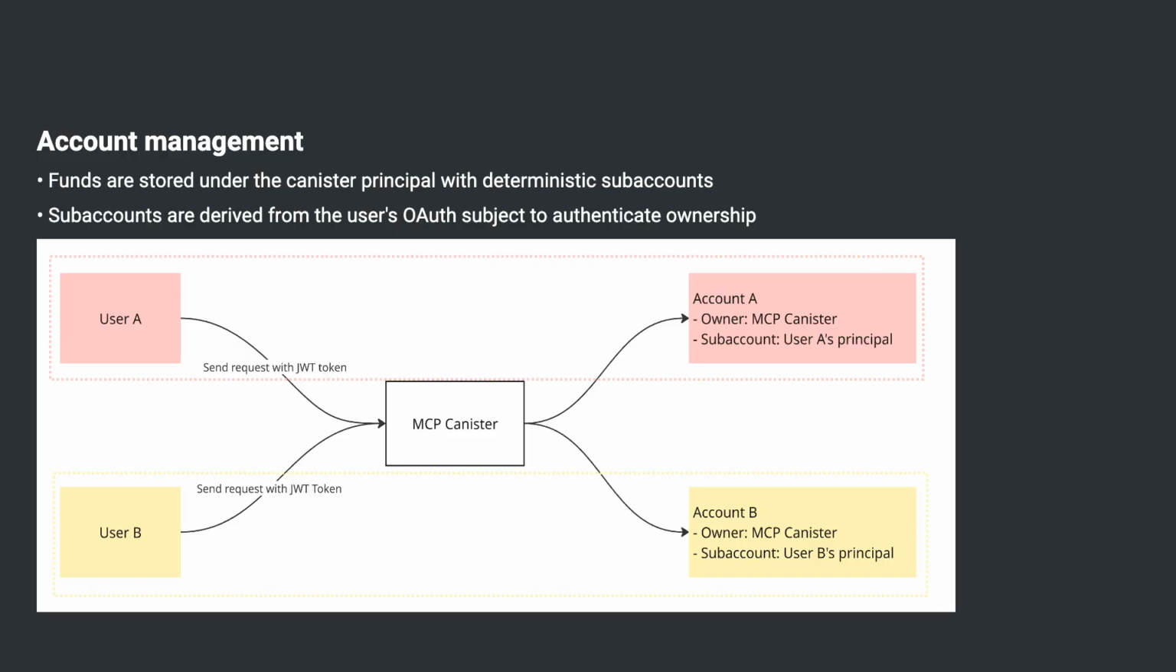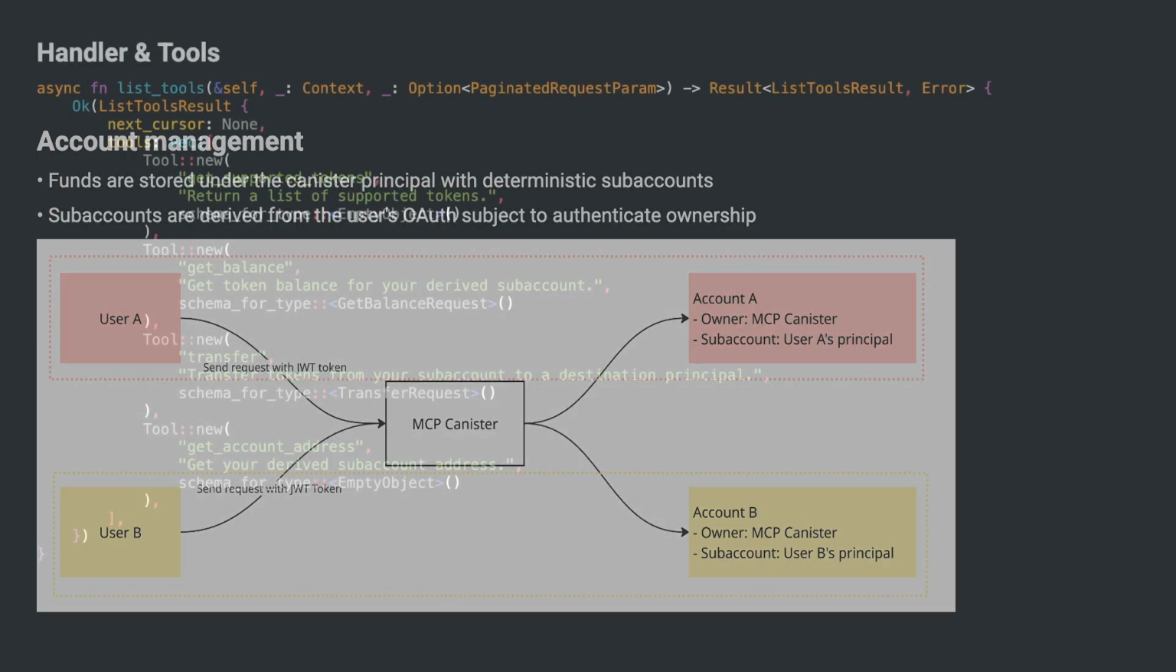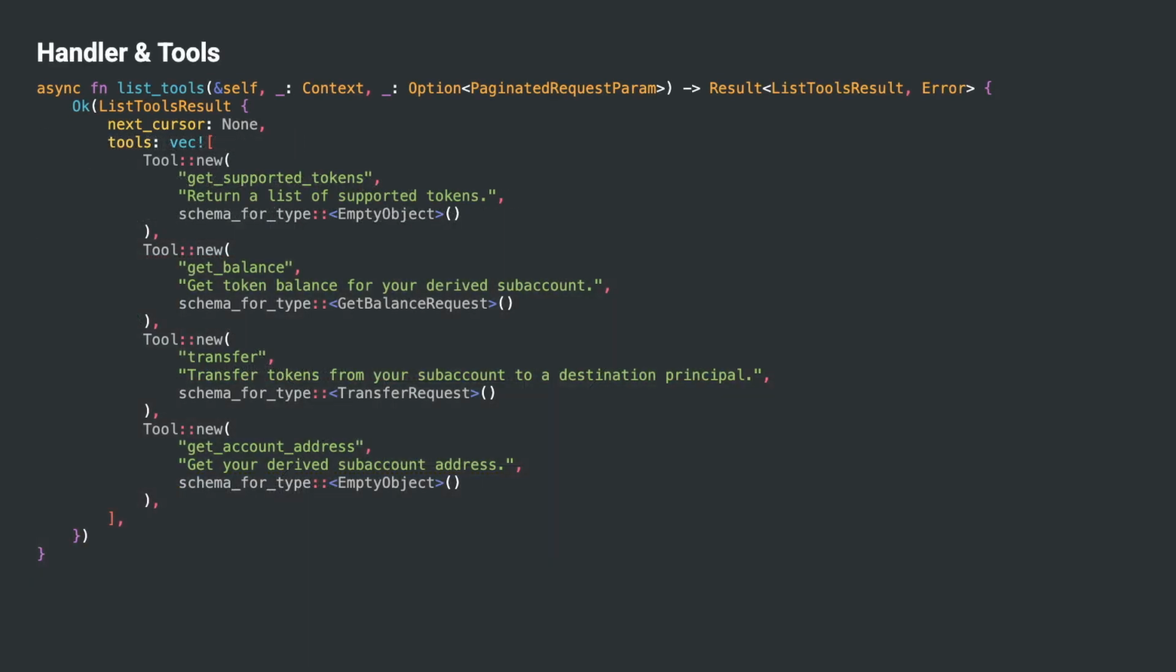The magic is how we assign a box to each user. Our MCP SDK combined with OAuth gives us the user's unique identity token. We'll take the subject field from that token, a unique identifier for the user, and use it to deterministically generate a unique subaccount for them.